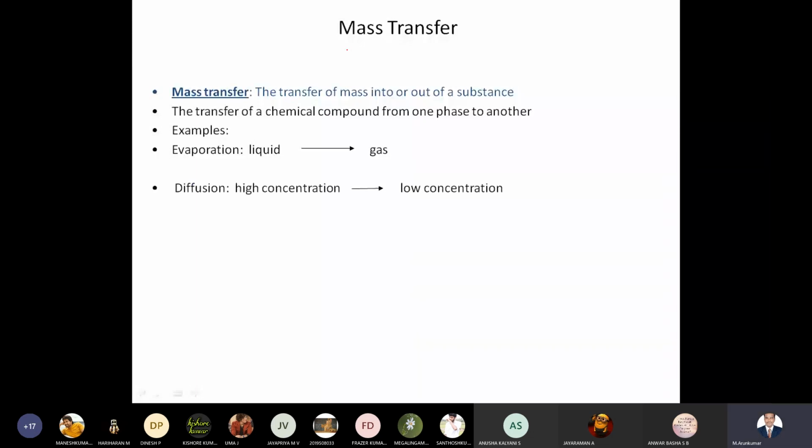Also, we have another example of mass transfer, diffusion. So you know what the diffusion process is? In this diffusion process there is a concentration difference. High concentration may change into low concentration after the diffusion process. In this diffusion process also we may find the mass differences. So that is called mass transfer.